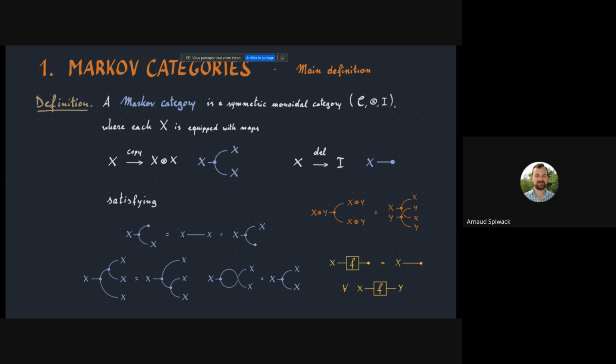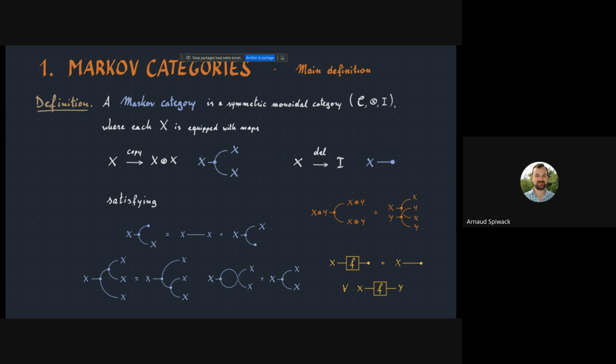Yes, there's a question. Sorry, my category theory is a bit rusty. What is the difference between a symmetric monoidal category with copy and discard and a Cartesian category? Yes, I hope to be able to answer that in one moment when I talk about determinism. But yes, that's a great question.